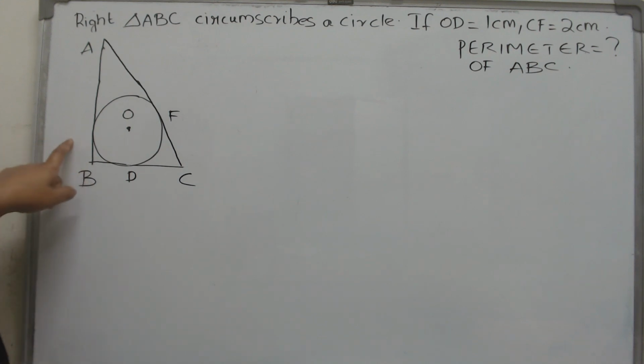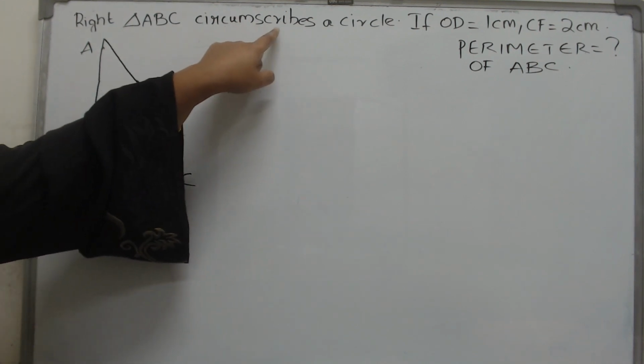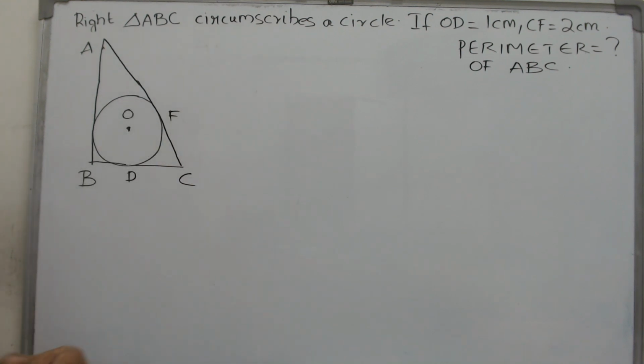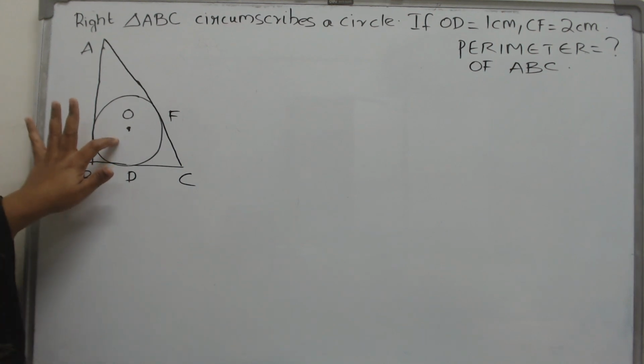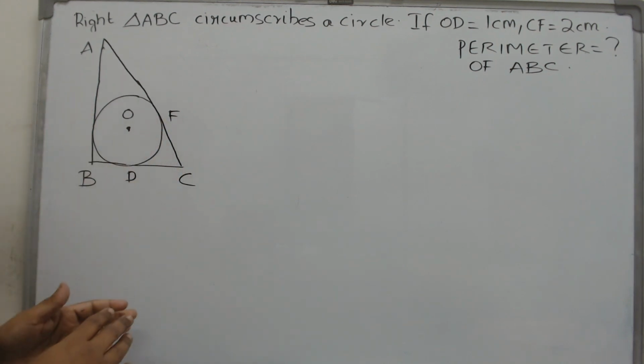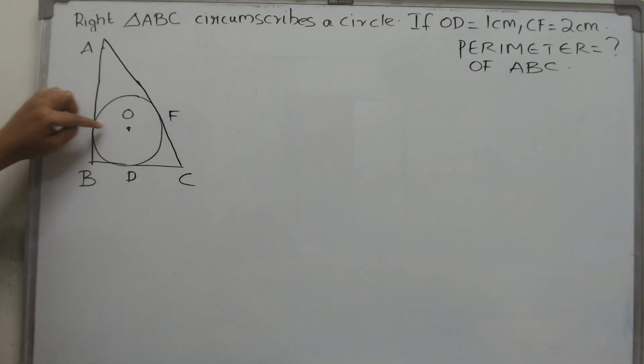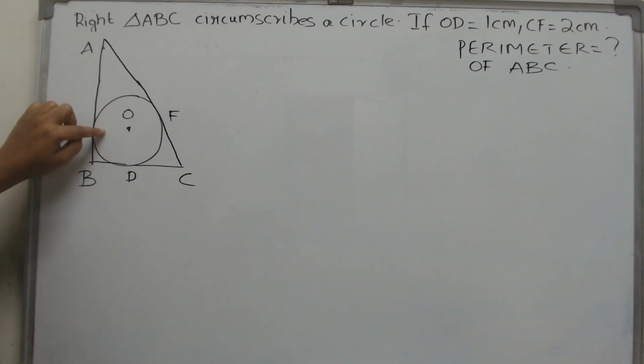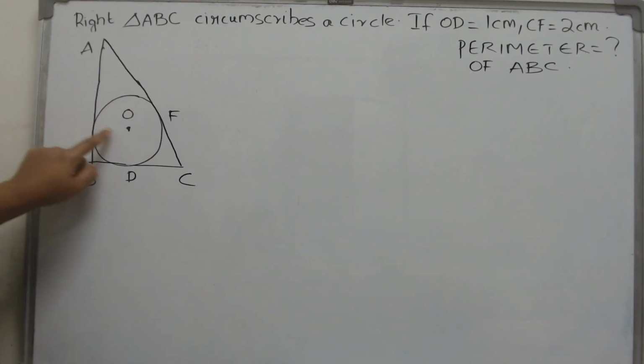This triangle ABC circumscribes a circle. Now the word circumscribe means to restrict or to confine or to limit, and in geometry we use that word when one figure is contained in another, but there is a condition. What is it? Each side should have only one point of contact. It should touch only at one point.